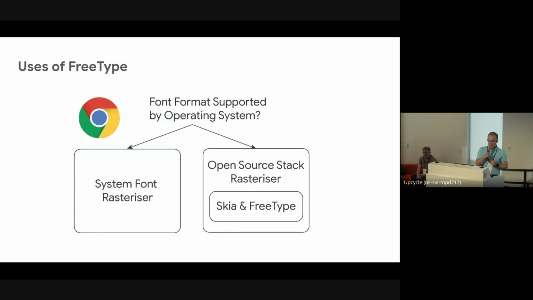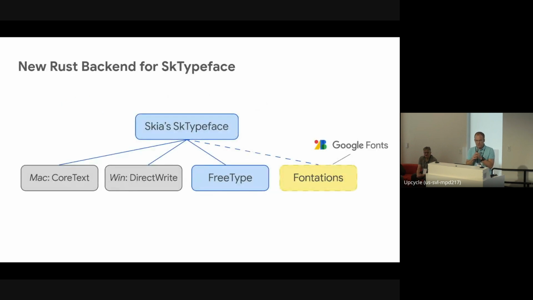How much are we exposed to this in Chrome? We are exposed to it on every platform because we're not using FreeType only on Linux and Chrome OS and Android, but we're also using it on Windows and macOS when we need support for a particular font format that the system rasterizer doesn't do. So we're exposed to it everywhere. What do we do about it? How do we fix this?